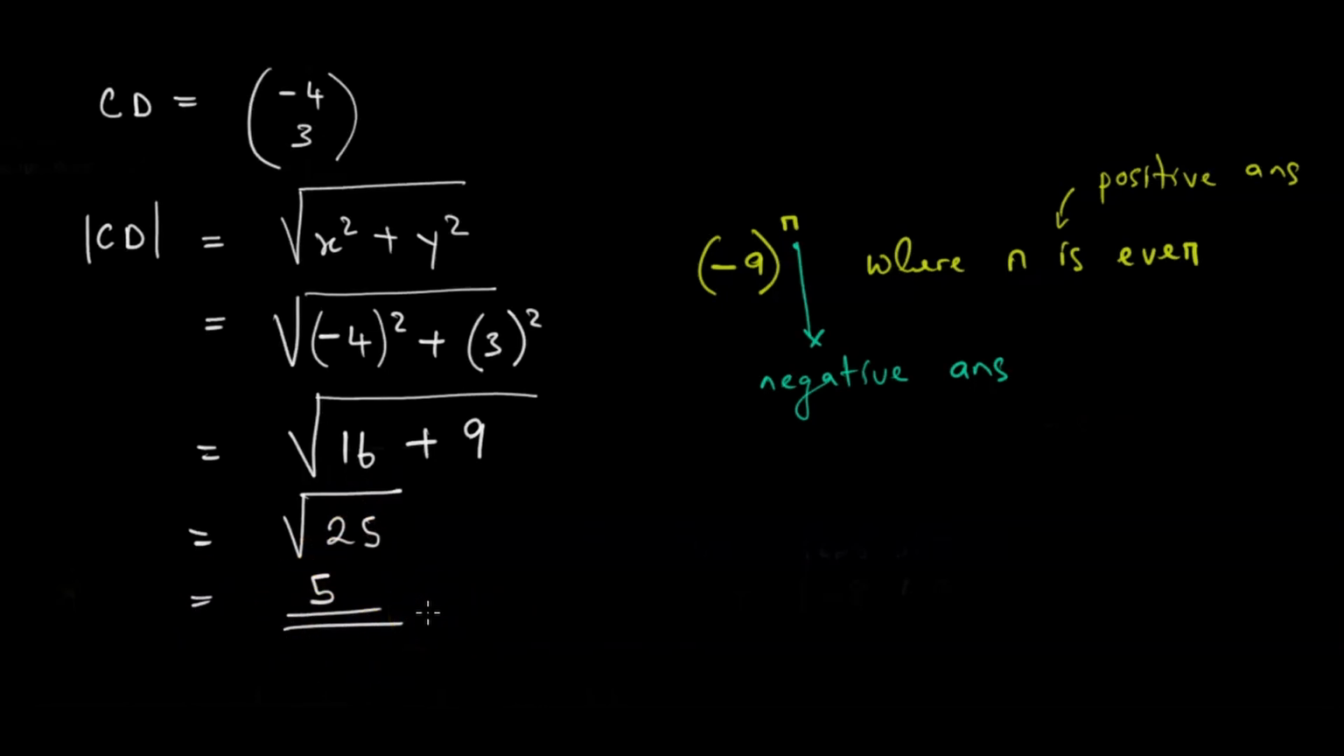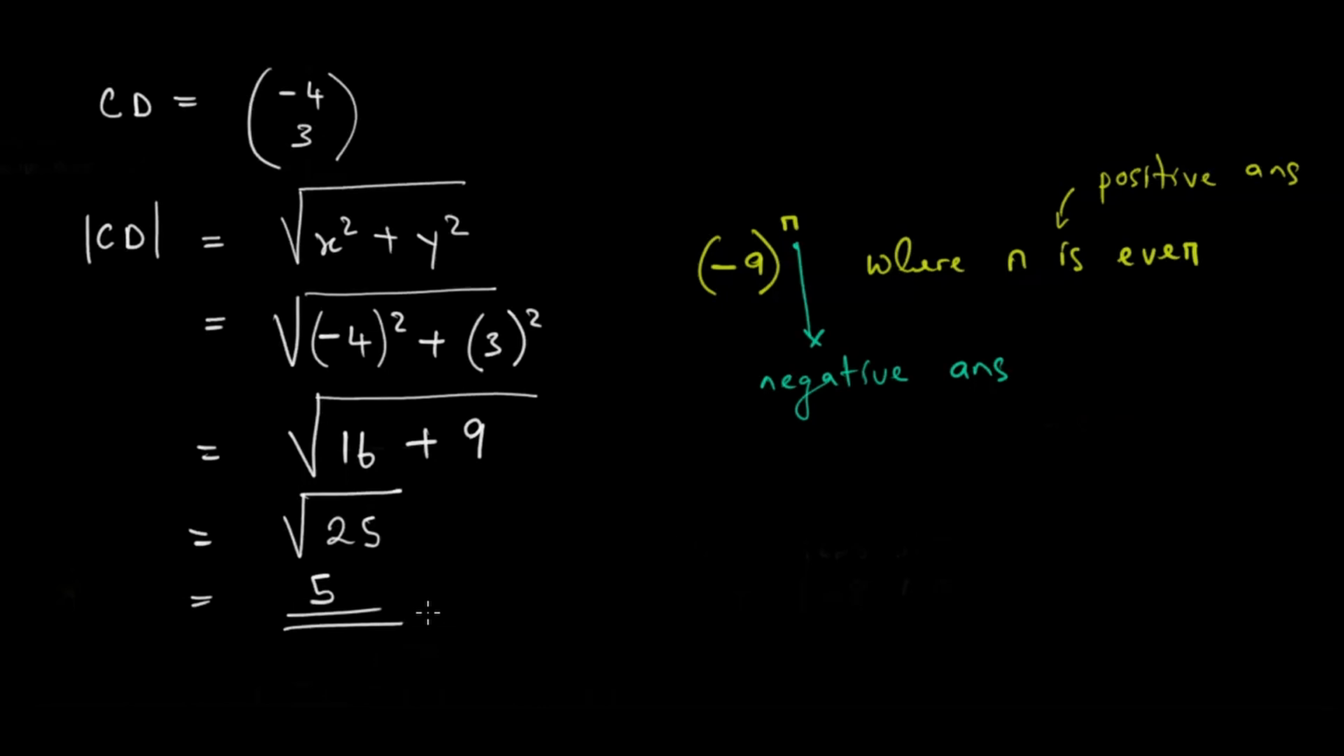And here I need you to answer the question: why is our answer 5 instead of plus or minus 5, even though we have taken the square root of 25? So I want you to answer this question and put your reason in the comments section. So what we have done, my friends, is finish defining what the magnitude of a vector is.